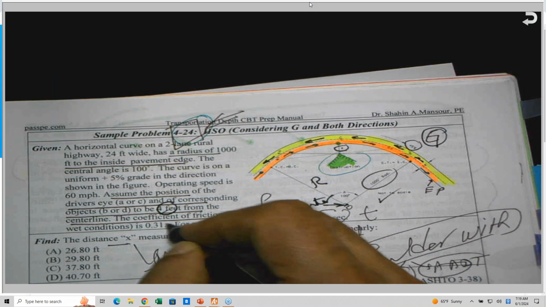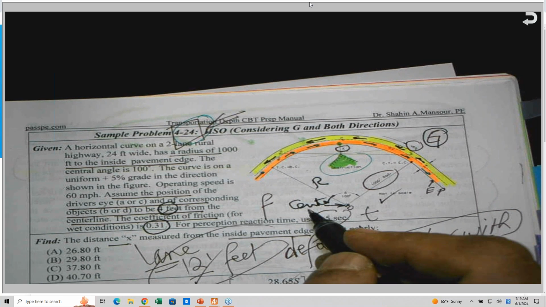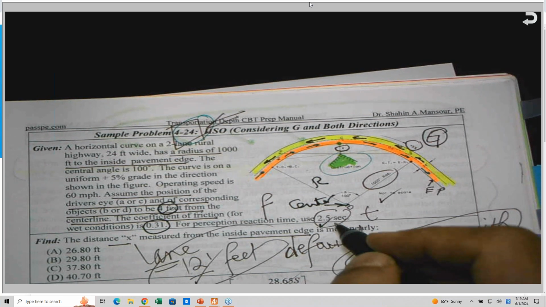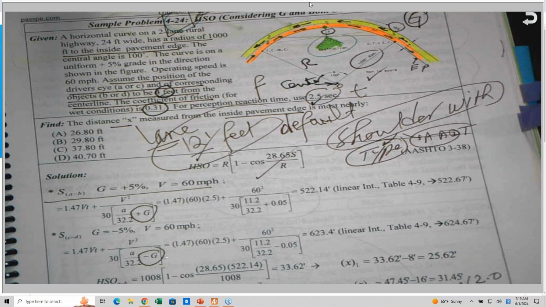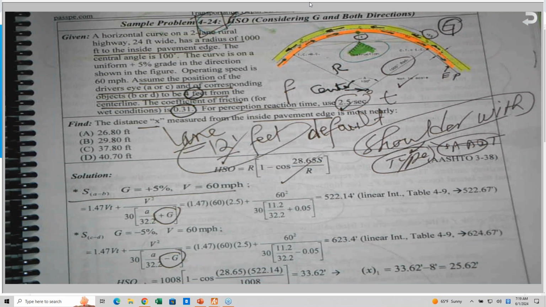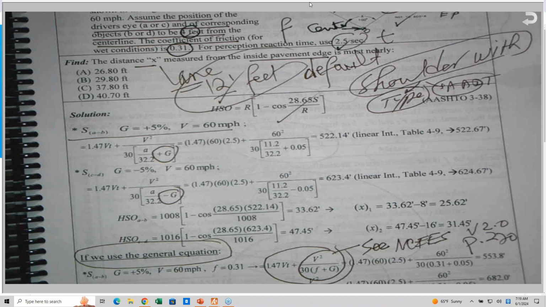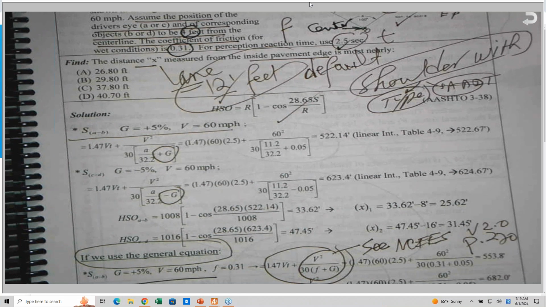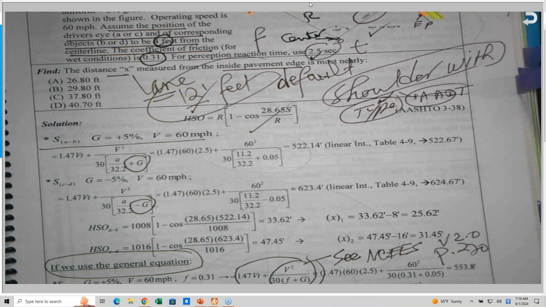Okay, and he gives you the coefficient of friction, and he gives you the perception reaction time, which is A. So I calculated, yes, you need to check only one direction, my friend, but I did it both ways, using the equation and using the standard equation, which depends on the coefficient of friction. Please go over this. Here it is. Use the general equation, which is V square over F plus or minus G, and the G, okay. If you like to use the stopping sight distance from the tables directly, no problem, but whatever is convenient for you.